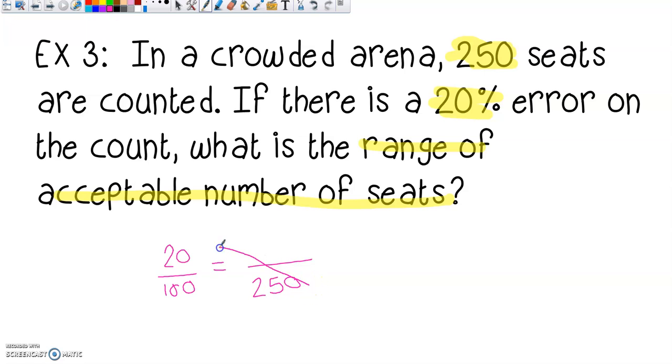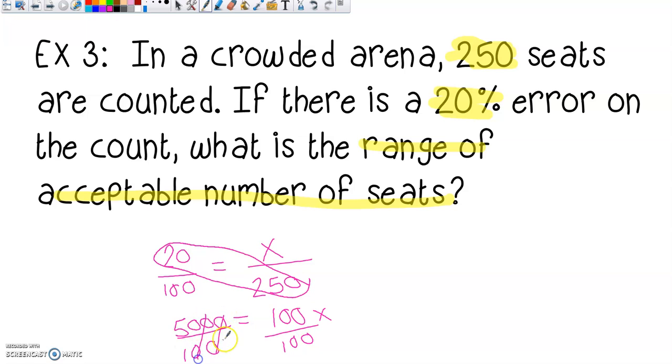So we'll just go ahead and cross multiply. So I have 250 times 20, which is 5,000. I should have an x right here. Equals 100x. We'll divide by 100. I like just crossing out those zeros. That kind of helps me. So my x equals 50. So my error is 50.